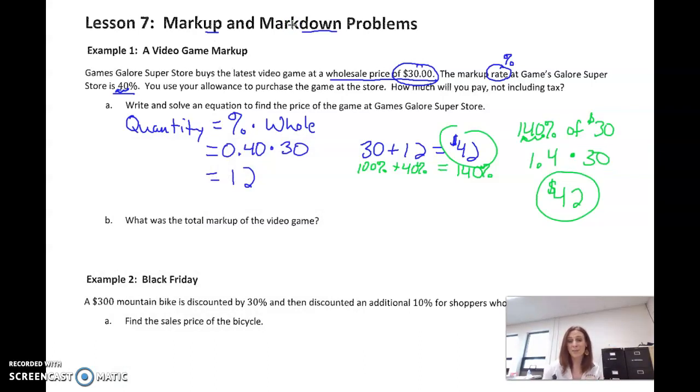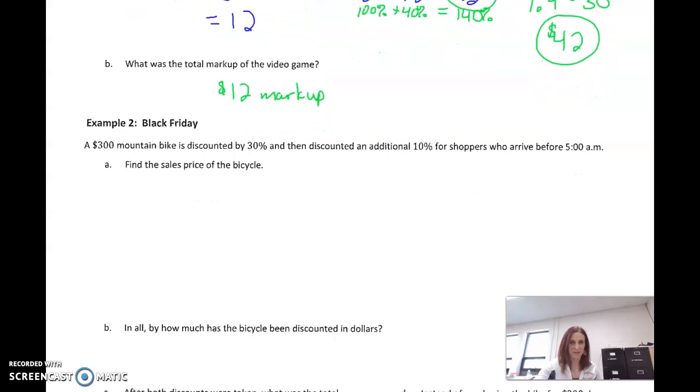So you're going to have some options, right? You can do it like we've done in the past and then add it on. Or you can, like we were finishing up doing in the last topic, think of it in terms of out of 100%: I'm paying 100% of what they paid plus 40% more, and get your answer directly. When it says what is the total markup, well, the total markup is a $12 markup. They're making $12.